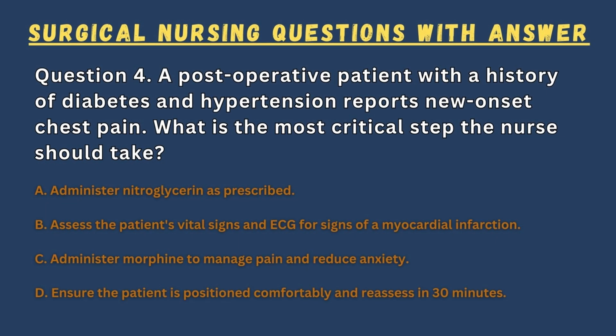Question 4. A post-operative patient with a history of diabetes and hypertension reports new onset chest pain. What is the most critical step the nurse should take?